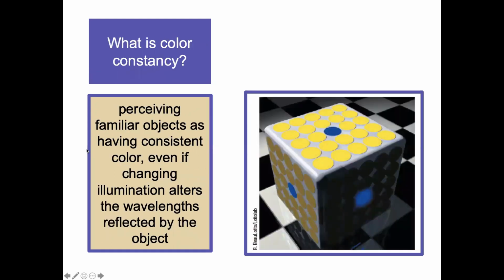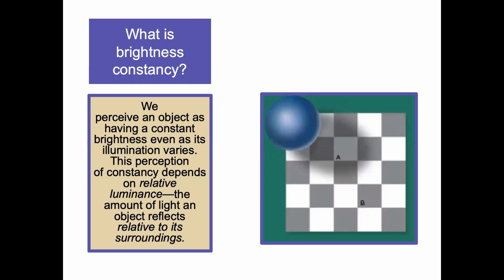So what about color constancy? Perceiving familiar objects as having consistent color, even if changing illumination alters the wavelengths reflected by the object, as you can see in this picture to the right. How about brightness constancy? What is that? We perceive an object as having constant brightness, even as its illumination varies. This perception of constancy depends on relative luminance, which is the amount of light an object reflects relative to its surroundings. From this picture, you can see an example of this.